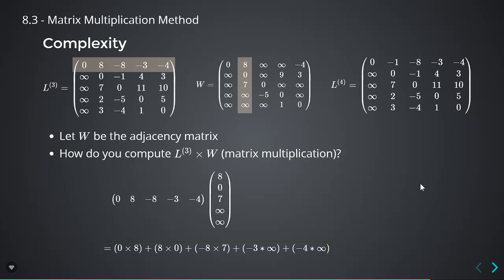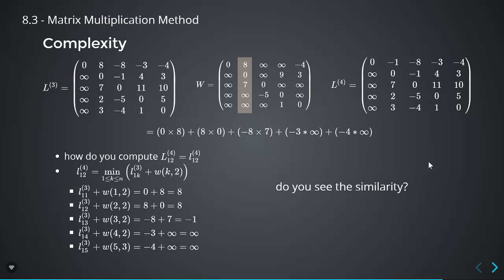If you have two matrices of size n each, then the complexity of multiplying the two matrices is going to be n cubed. Now, what are we doing with this matrix multiplication method? Well, this is why it's called the matrix multiplication method. Look at what we're doing. We're looking at 0 and 8, and then 8 and 0, 8 and 7, minus 3 and infinity, and minus 4 and infinity. Sorry, I meant to say minus 3 and minus 4. Anyway, do you see the similarity?